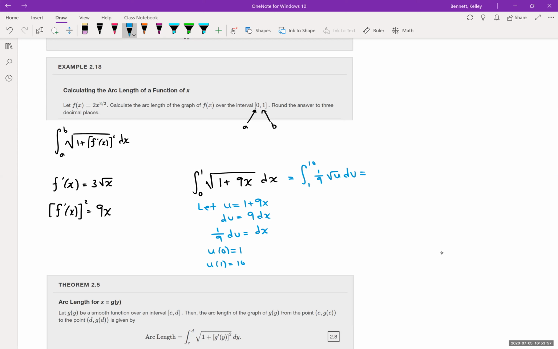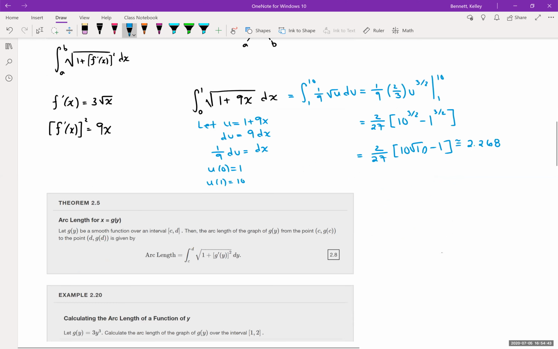And so we can just finish this off with the integration. So 1/9 times 2/3 times u to the 3/2, evaluated from 1 to 10. So let's call this 2 over 27 times 10 to the 3/2 minus 1 to the 3/2. So we get 2 over 27 times 10 root 10 minus 1. And this is approximately 2.268. So that's it. It's really just a plug and chug, follow the rules situation.